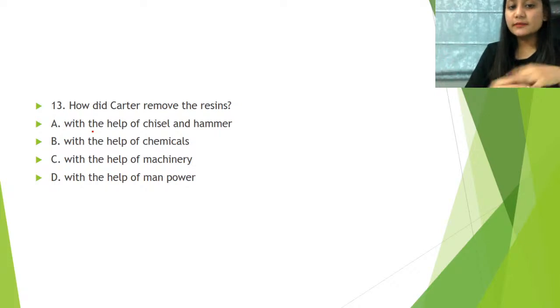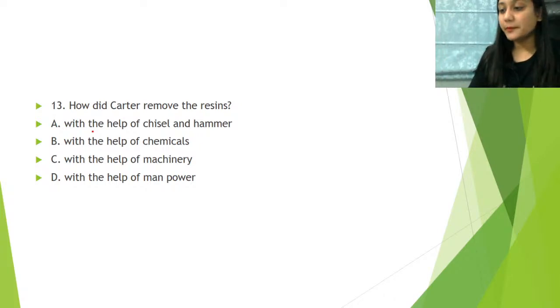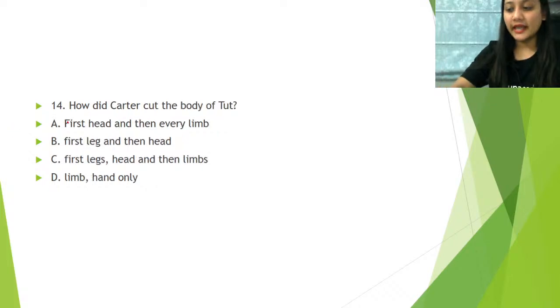How did Carter remove the resins? With the help of chisel and hammer, with the help of chemicals, with the help of machinery, or with the help of manpower. This is the easiest of the lot. I had already told you the meaning of resins. Amazing. Ankit, you didn't write the answer, just took the points. Perfect. Yeah, that is 13A, with the help of chisel and hammer.